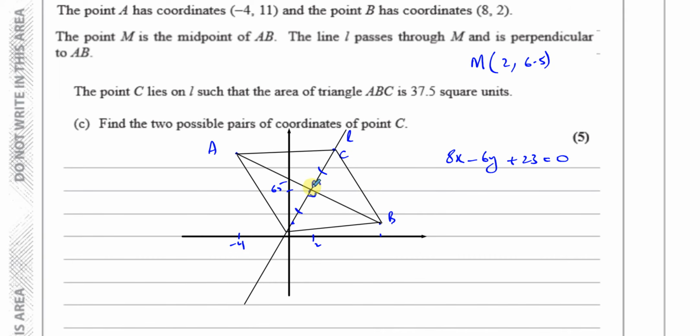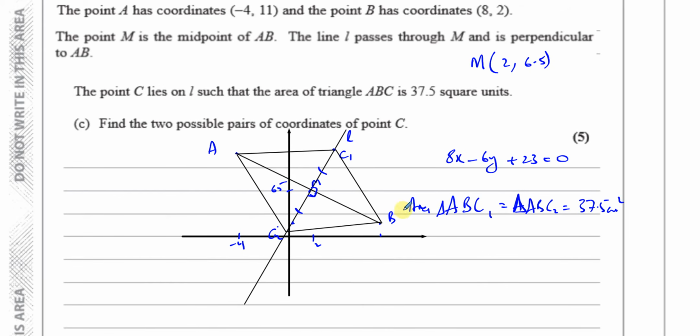Because the area of this triangle is the same as the area of this triangle, and you can see that if this is a right angle, this is like the height of the triangle. So let me call this C1 and call this C2. We know the area of triangle ABC1 is equal to the area of triangle ABC2, which is 37.5 units squared. So that's what we know.